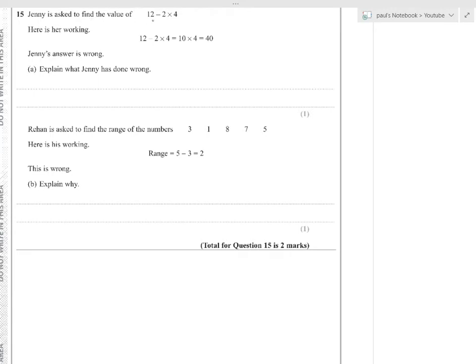Jenny is asked to find the value of 12 minus 2 times 4. Here's her working. 12 minus 2 times 4 equals 10 times 4 equals 40. Oh, I see, yeah. 12 take away 2. No. BIDMAS. Multiply before subtract. Is 12 minus 8, which equals 4.